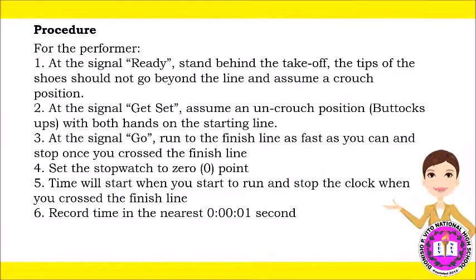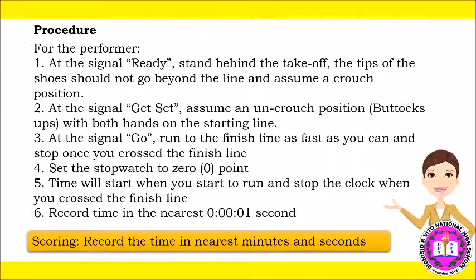the finish line. Fourth, set the stopwatch to 0 point. Fifth, time will start when you start to run, and stop the clock when you cross the finish line. Sixth, record the time to the nearest 0.1 second. Scoring: record the time in the nearest minutes and seconds.